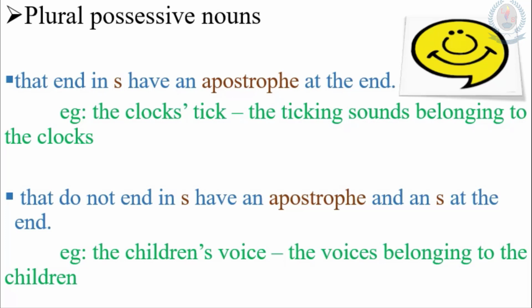You know, also some plural nouns do not end in S. You know that, right? For an example, men and children. In that case, in possessive nouns, add an apostrophe and add an S. For an example, children. Now, children here is a plural noun. The children's voice. The voices belonging to the children.